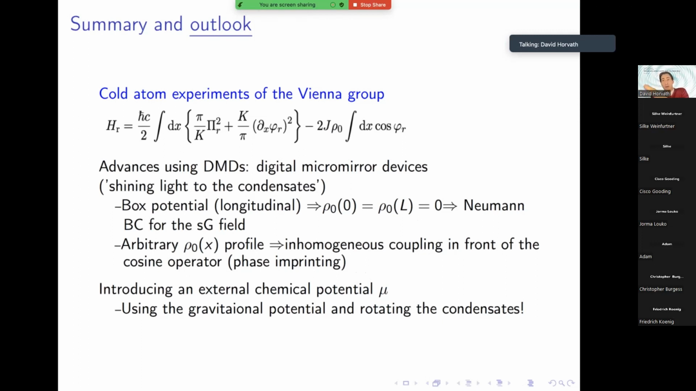I was talking about adding an external chemical potential, and it turns out that it's also doable. One way to do that is quite funny, actually. The condensates are usually horizontally aligned. But you can rotate them, and if they are vertically aligned, then the gravitational force of the Earth just introduces a chemical potential in the relative coordinates. So at least you can do a constant chemical potential, and there's also another method based on Raman laser beams, which is claimed to be able to do the same trick.